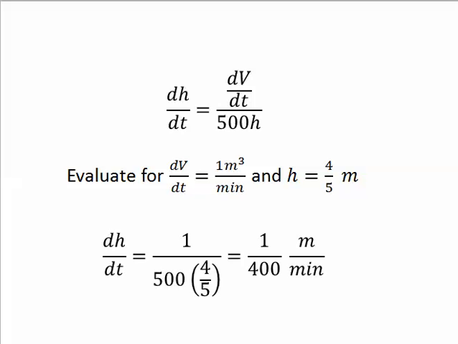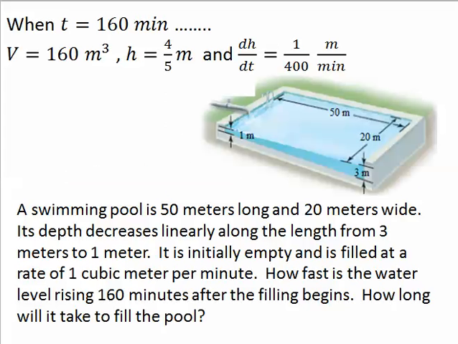All right, so let's just summarize here. At t equals 160 minutes, we found that the volume is 160 cubic meters. And then we found that the height is equal to 4/5 of a meter. And then we found that dH/dt, the rate at which the water level is rising, is equal to 1/400 meters per minute.